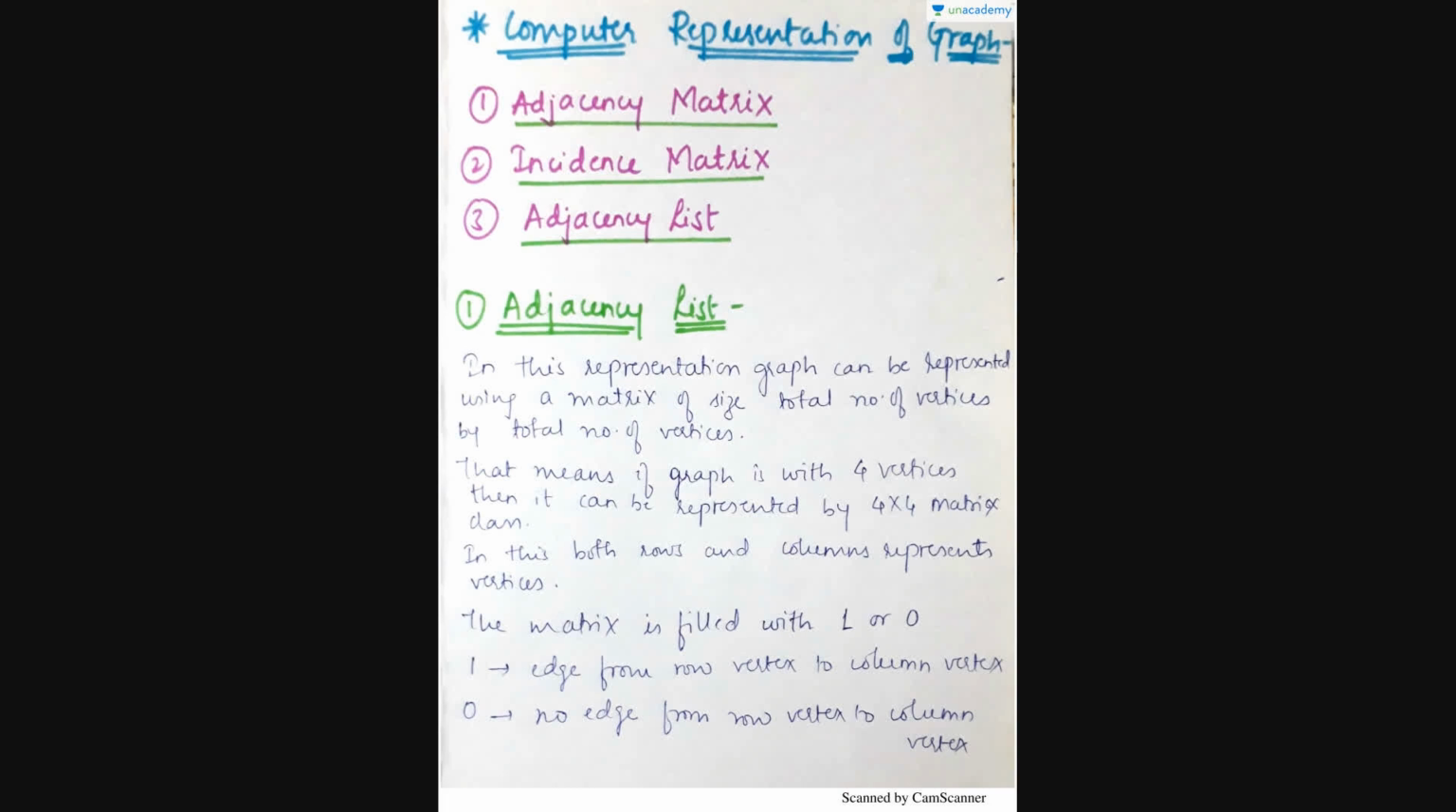In this representation, a graph can be represented using a matrix of size total number of vertices by total number of vertices. That means if a graph is with 4 vertices, then it can be represented by a 4 by 4 matrix. In this, both rows and columns represent vertices. The matrix is filled with 1 or 0. 1 represents an edge from row vertex to column vertex and 0 represents no edge from row vertex to column vertex. This theory part will be better understood with the example which I'll be teaching in the next slide.